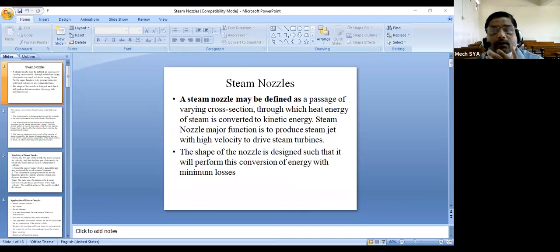Okay. So here also one. Okay. Is this screen visible? New slide is visible. Yes. Okay. So here, a steam nozzle.